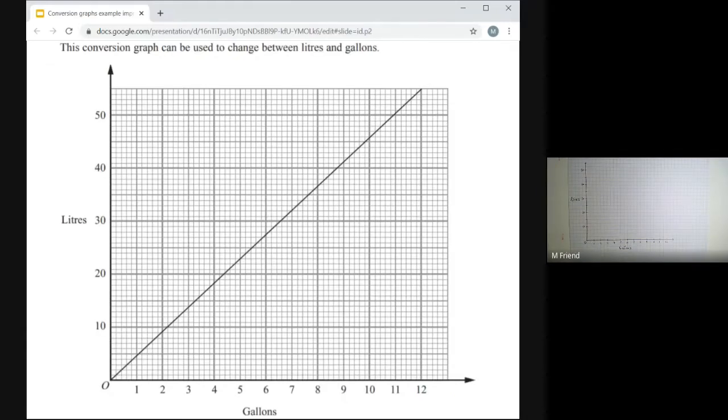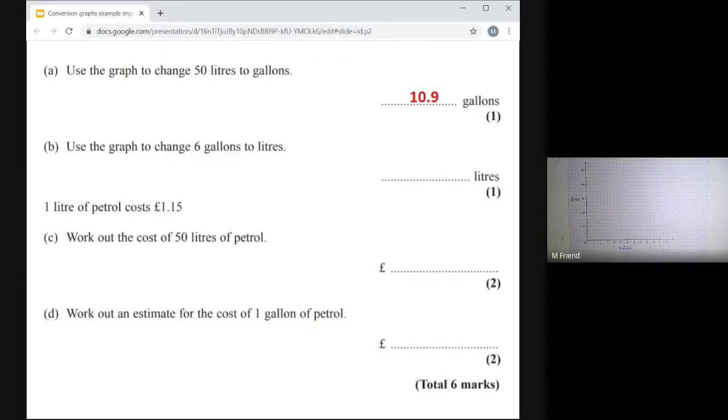All the litres are over on the y-axis. So the 50 litres, you find the 50, and then you draw a line across from 50, but you stop that horizontal line when it hits the graph. And then you turn the corner and you go down, because on the bottom, on the x-axis, is the gallons. So it's a bit more than 10.8 and a bit less than 11. I think that's about 10.9. Let's go with 10.9.